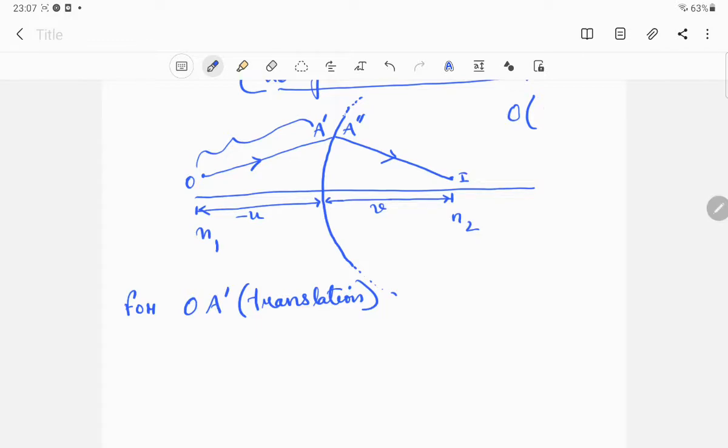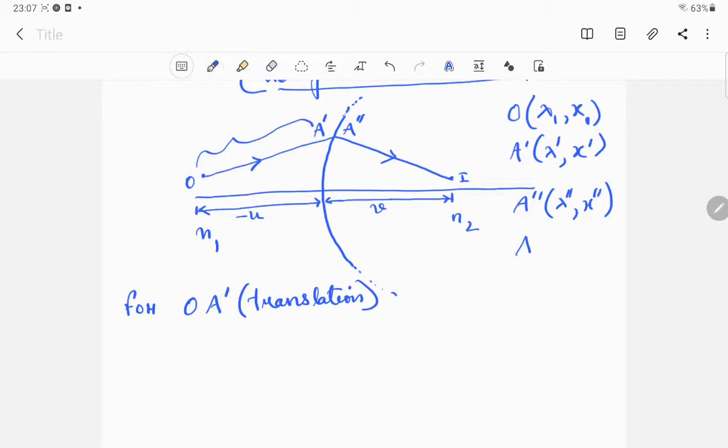Suppose the first coordinate, for O, is lambda 1 and x1. Lambda 1, as all of you know, is the optical direction cosine. Similarly, x1 is nothing but the height. Similarly, for A dash the point is represented by lambda dash and x dash. Then for A double dash, lambda double dash and x double dash.